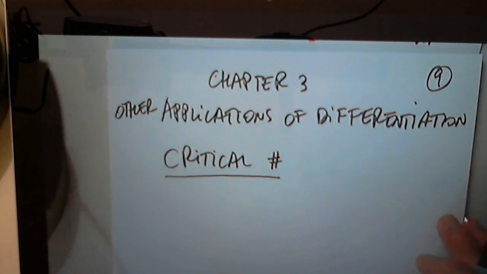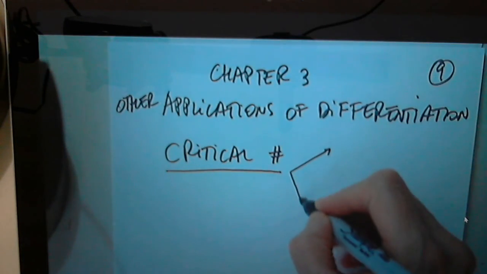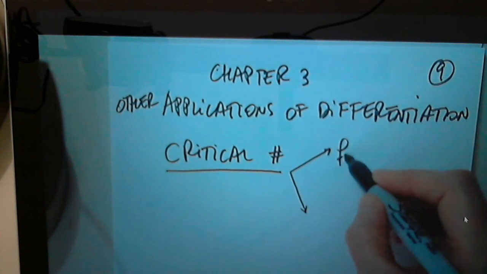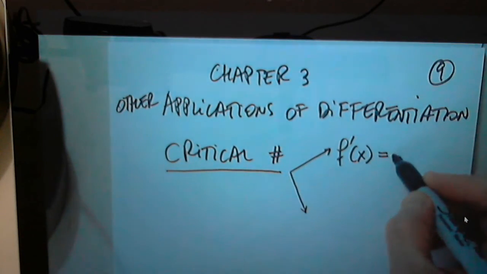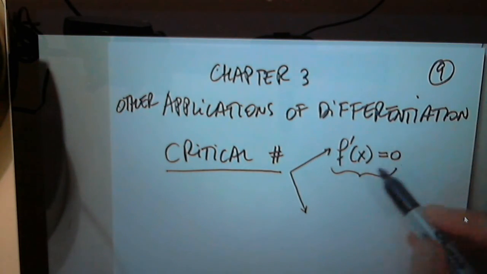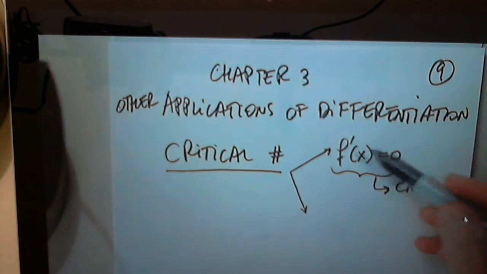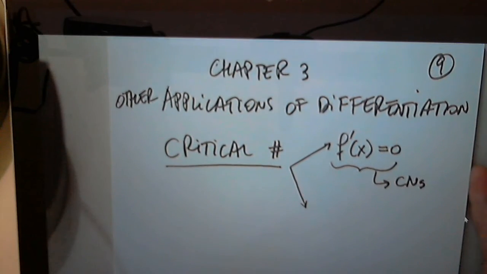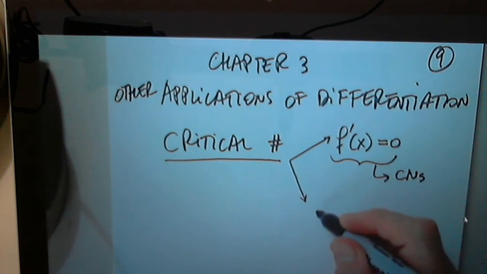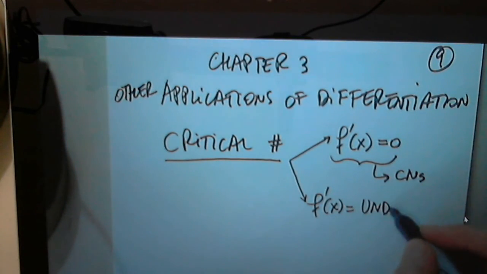What is a critical number? Well, a critical number can come from two different sources. One source is when the derivative of the function is 0. Once I solve this equation, if I find solutions, those solutions are critical numbers. If there are no solutions, there are no critical numbers coming from this source. But there is a second source, which is f prime of x is undefined.